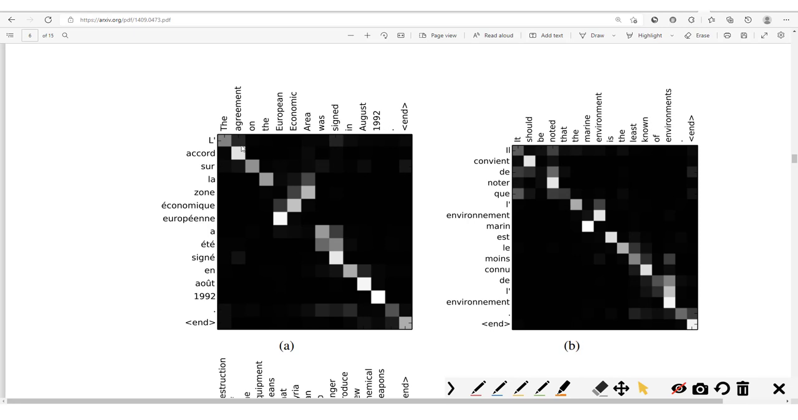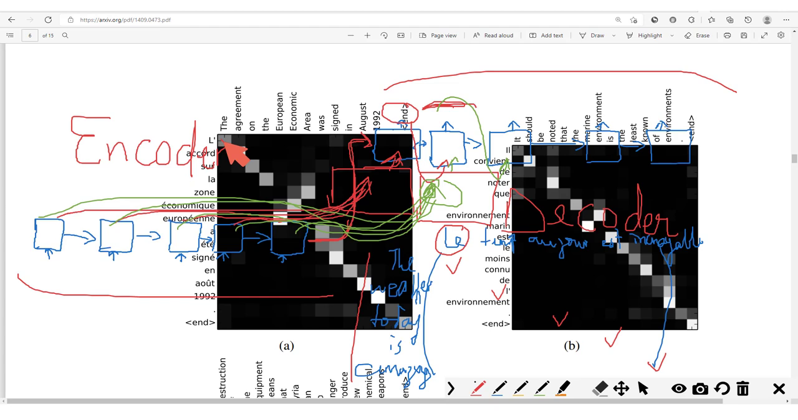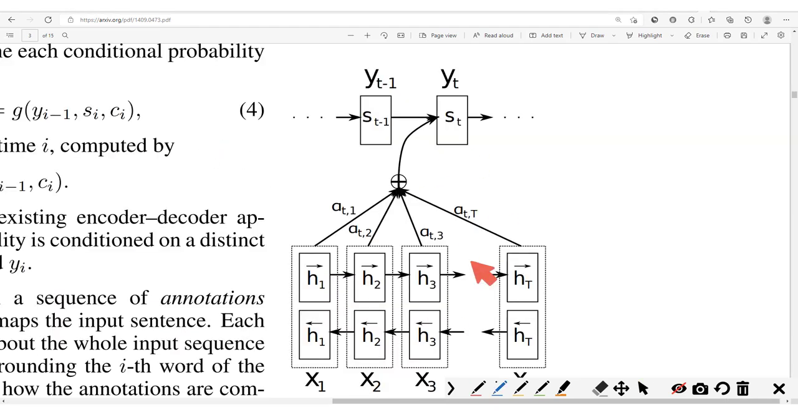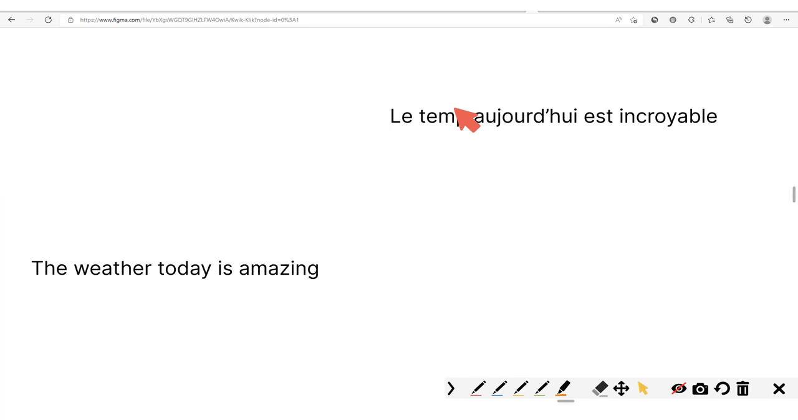So you see these attention maps here where we see clearly which words attend most to one another. So here we have this image which shows exactly what we were describing previously. Here you have these inputs, and then to get this output y of t, we are going to attend to each and every input here, and then pass this here to obtain our y t.